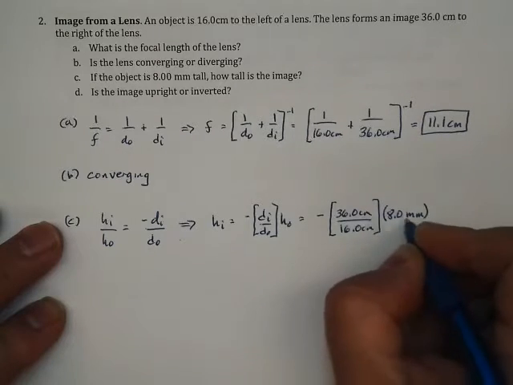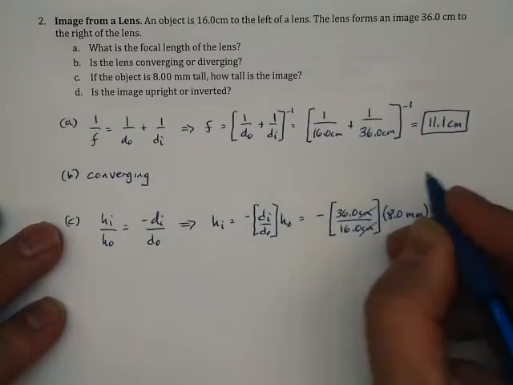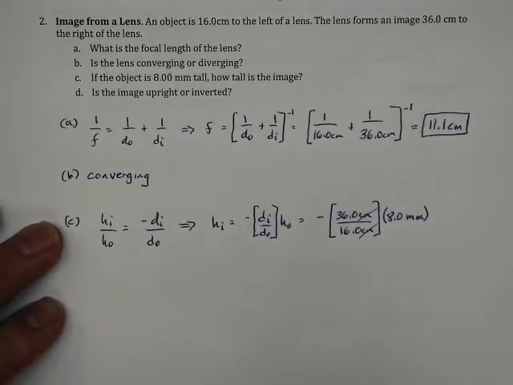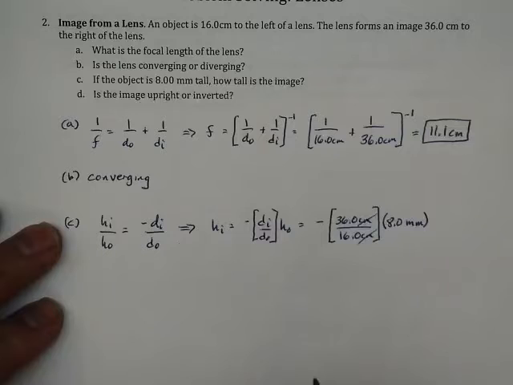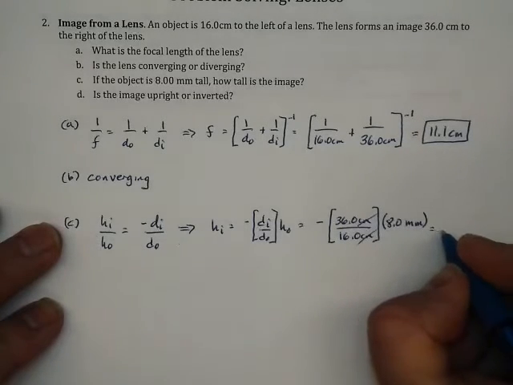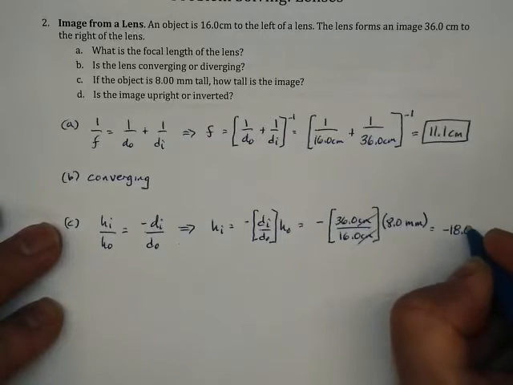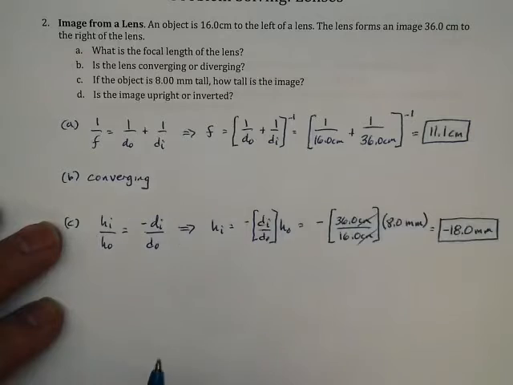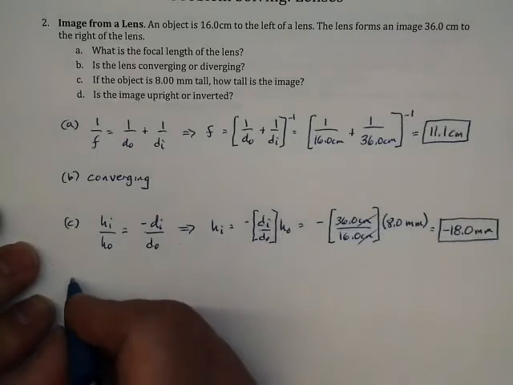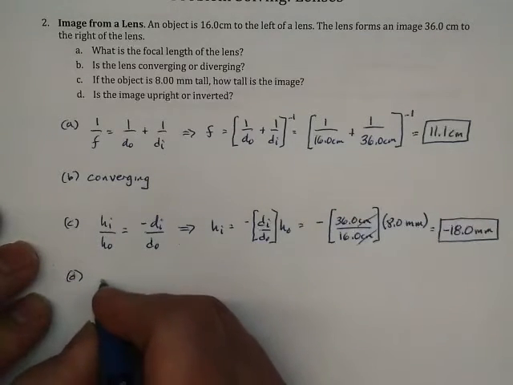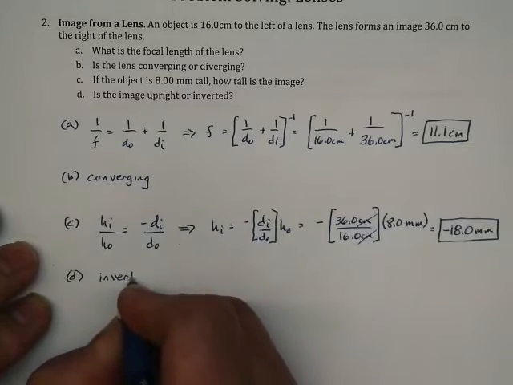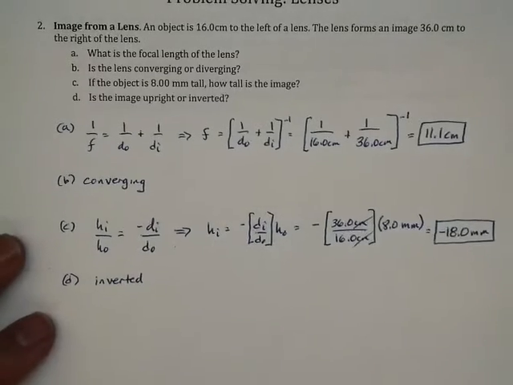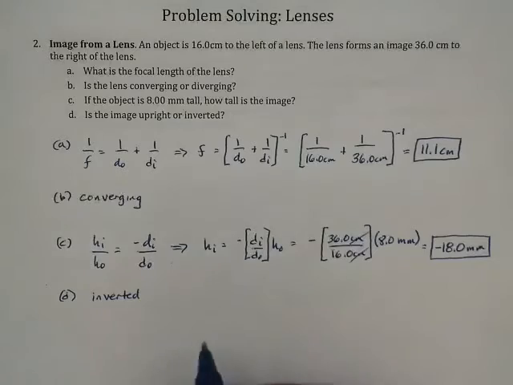millimeters. I don't need all my units to match here because centimeters is going to cancel out with centimeters, and I'm going to find a final image height in units of millimeters. And if I plug that in, I get negative 18 millimeters. That tells me that the image is 18 millimeters tall, but the fact that it's negative tells me that this image is inverted relative to the regular object.